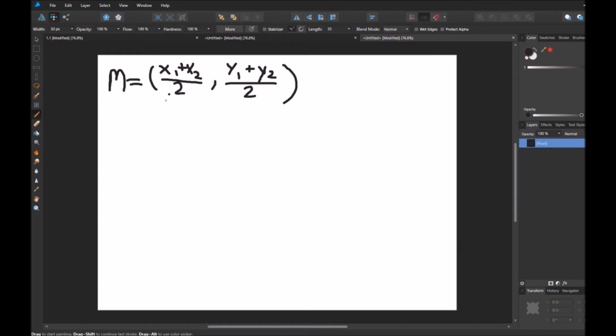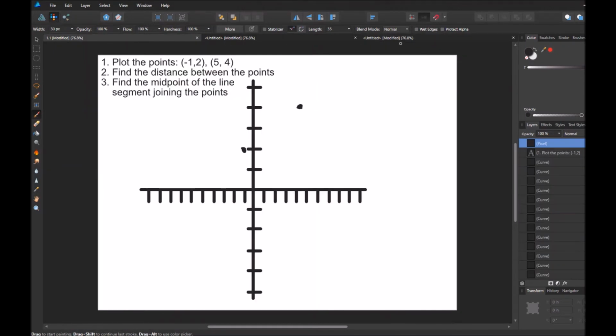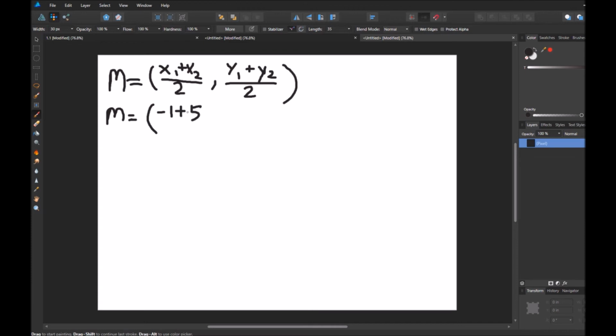So we can say that the distance between these 2 points is the square root of 40 units away from each other. Now for the midpoint, once again, it's x1 plus x2 over 2, comma, y1 plus y2 over 2. So our x1 in this case is going to be -1, and our x2 is going to be 5, I believe. Yep. And our y1 is going to be 2, and our y2 is going to be 4.